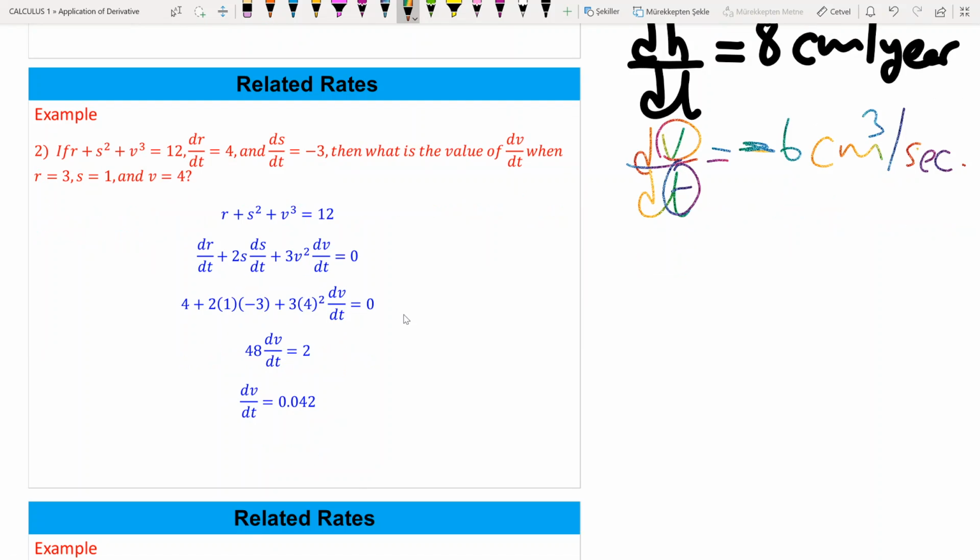And the second question is also given. We don't have a story for the problem. The equality is given: r plus s squared plus v cubed is equal to 12. dr over dt is given. ds over dt is given. And the question is, what is the value of dv over dt when r, s, and v are given as in this problem? So again, do not forget that r, s, and v are all functions of t. So we will differentiate each term with respect to the variable t, and finally we will easily find dv over dt using the information given.